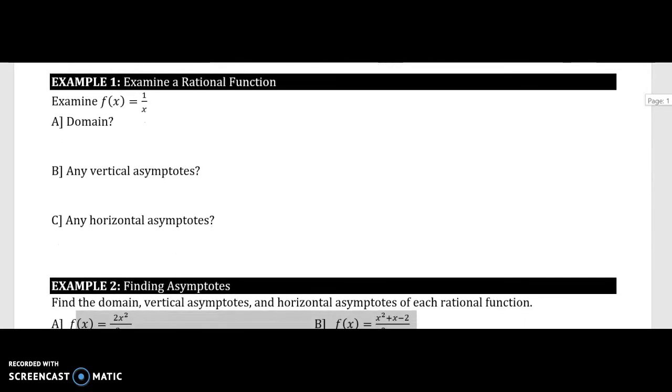So let's take a look at number one here. This is a rational function. It's a polynomial over a polynomial, and we need to find the domain, vertical asymptote, and any horizontal asymptote that they have. So when I think about a domain for a rational function, I'm really focused on the bottom. I take a look at the bottom, and what is going to make the bottom equal to 0? Well, what makes the bottom 0 is x equals 0. So my domain can be anything but that.